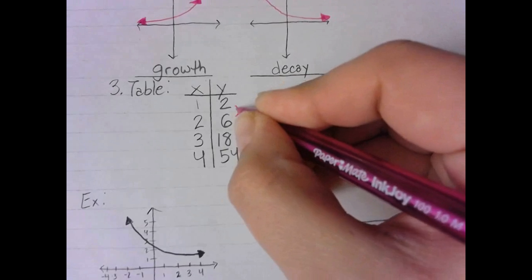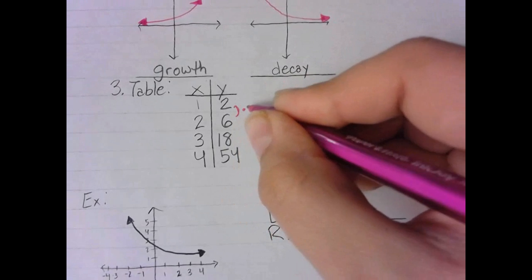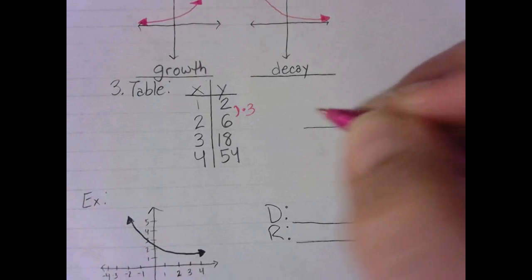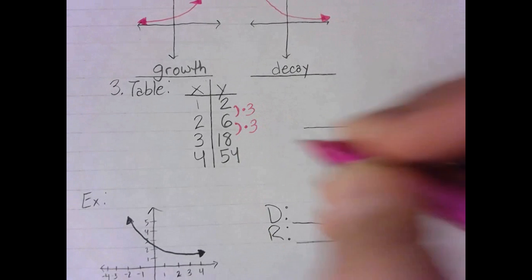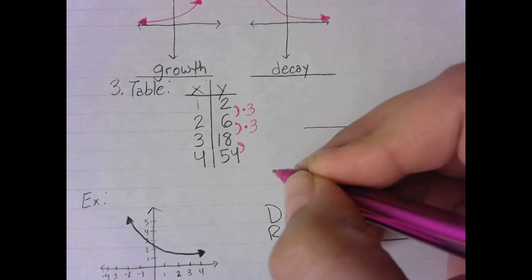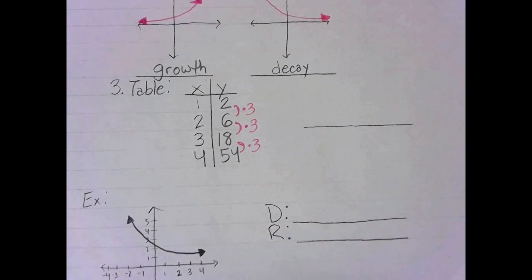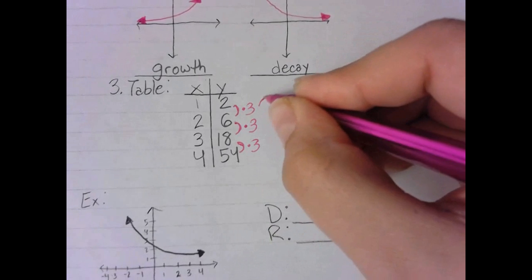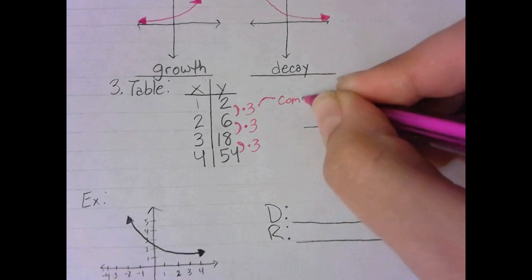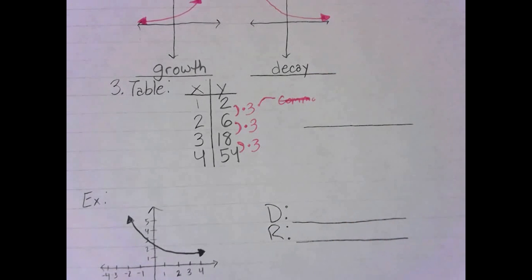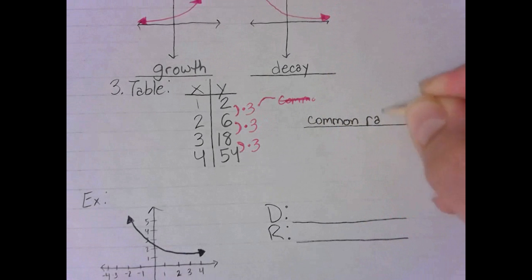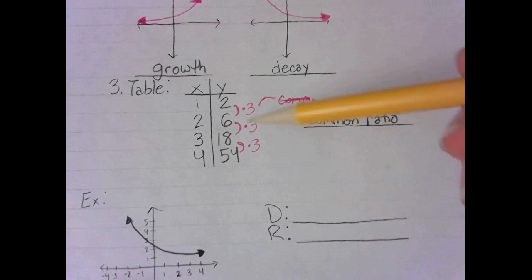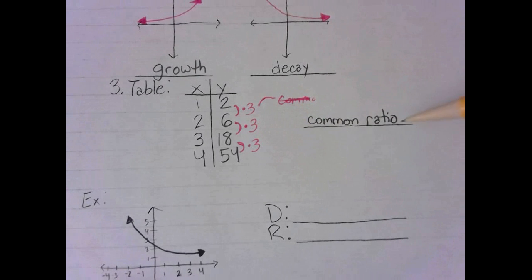So going from 2 to 6, we multiplied by 3. From 6 to 18, we multiplied by 3. And going 18 to 54, I hope my math is right, we multiplied by 3. So notice, that's our common ratio. 3 is our common ratio. So it has a common ratio. That means we're not adding or subtracting something each time, we're multiplying by something each time. That's a common ratio. Alright, we have one example.